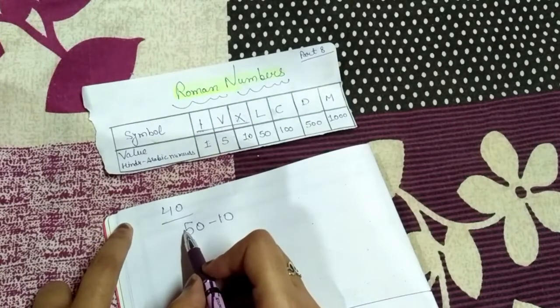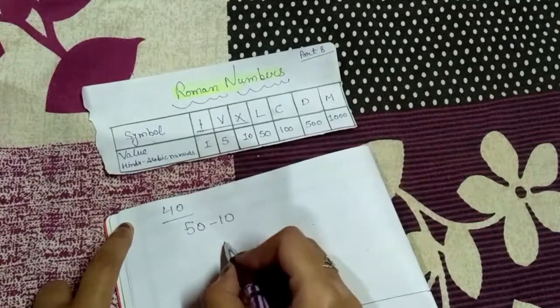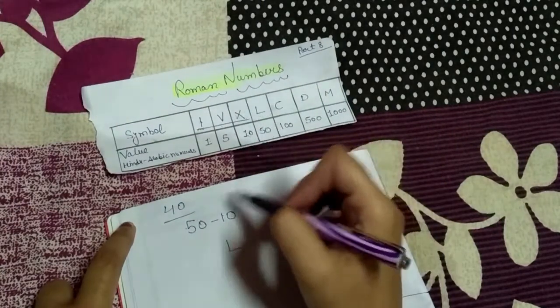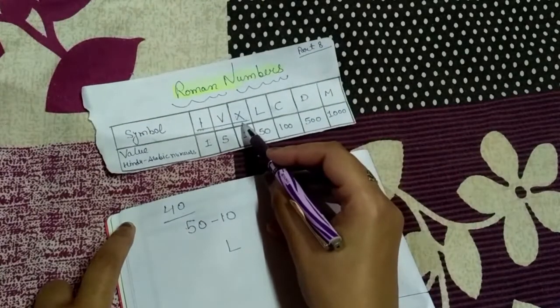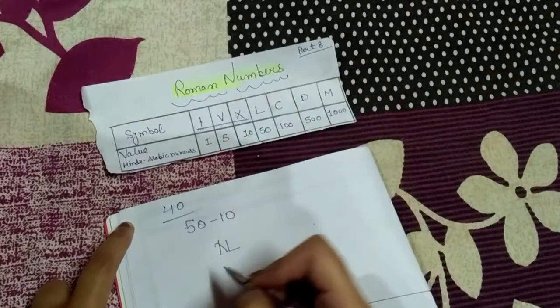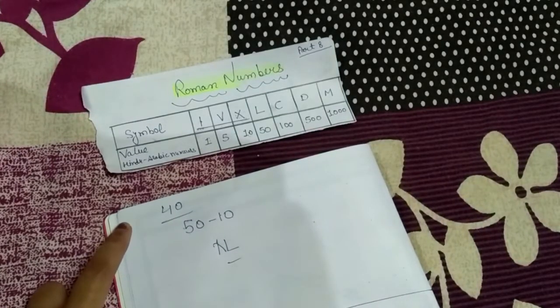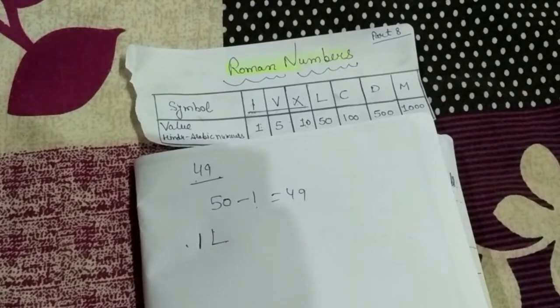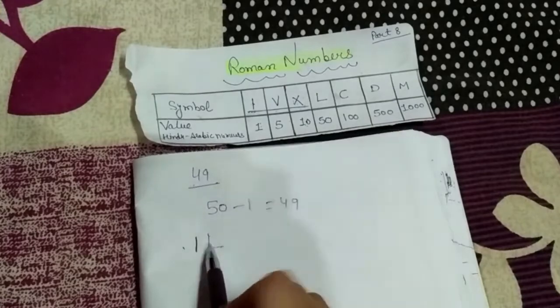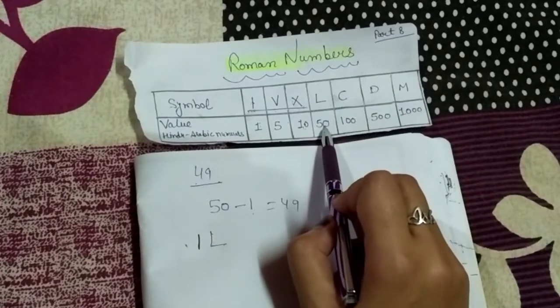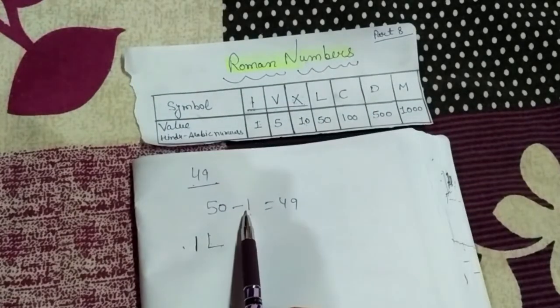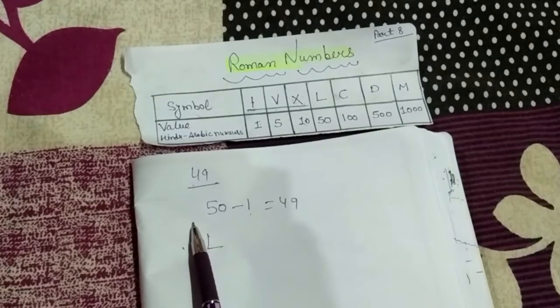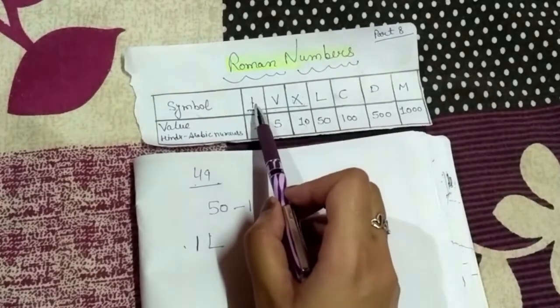And for 50, I am having one symbol, that is L. And for 10, I am having X. This is the 40. Correct? Solve 49. Okay. So 49 can be written as 50 minus 1. Correct? So for 50, I have to write L, because in the table, L represents 50. Okay. And it is minus 1 here. So on the left hand side, I can write 1. That is equal to I.